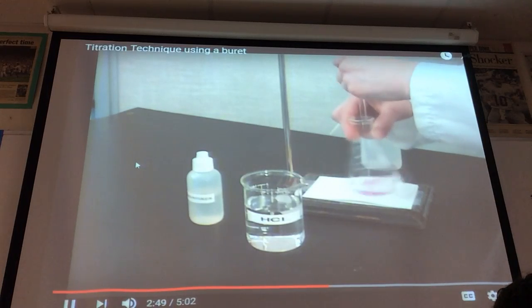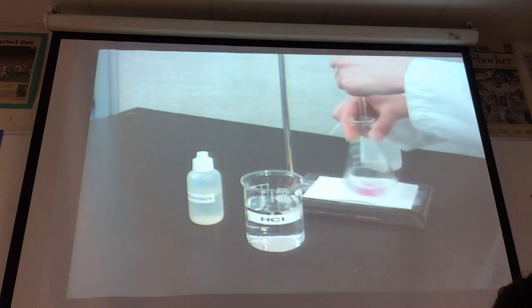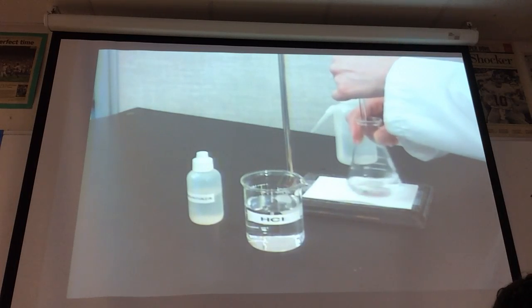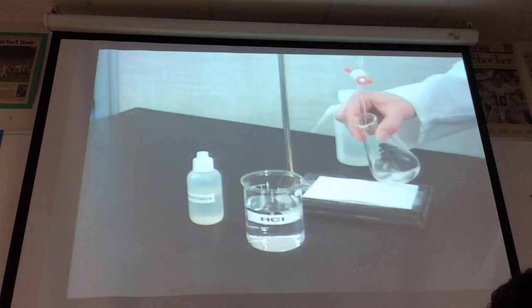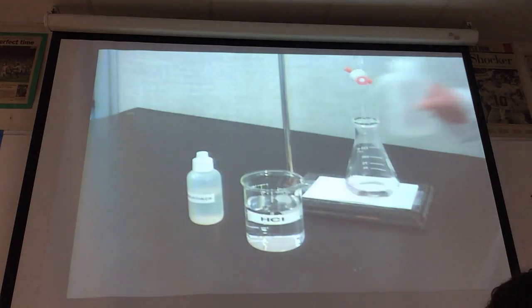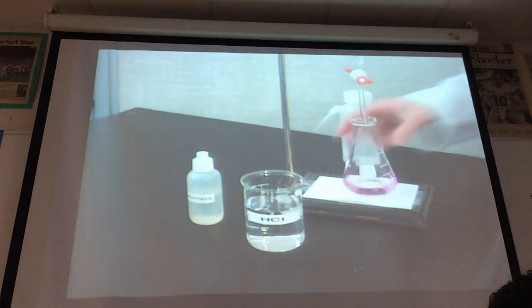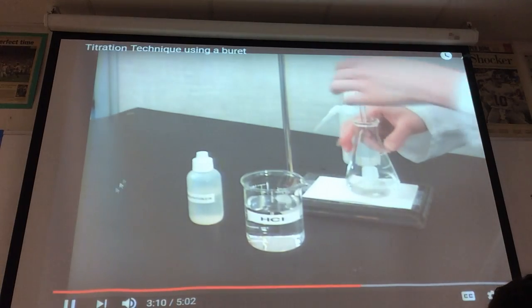With constant swirling, as the endpoint approaches, the color will be more persistent. Slow the drops down to 1 per second. Whoa. Right, because you haven't gotten all of it to react. You haven't neutralized all of it. Wash down the sides of the flask with water so that all titrant that has been delivered has reacted.